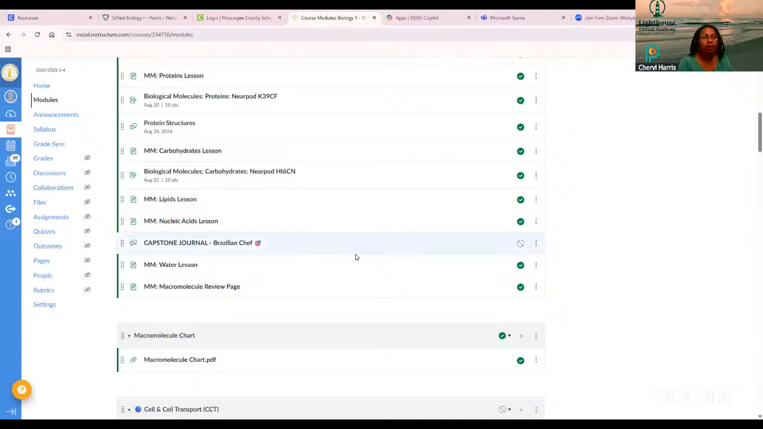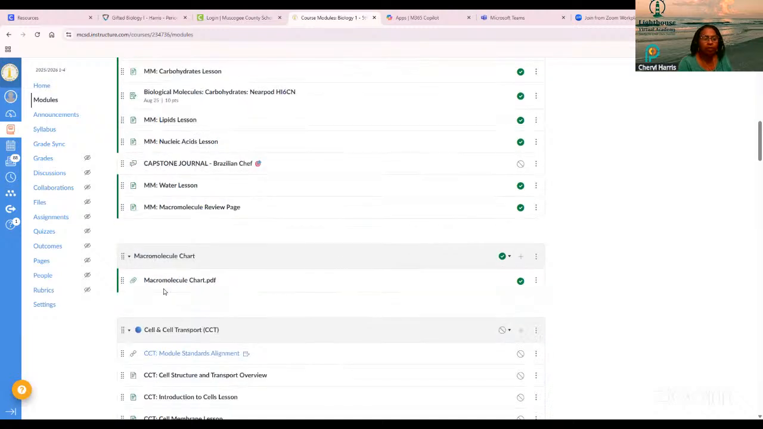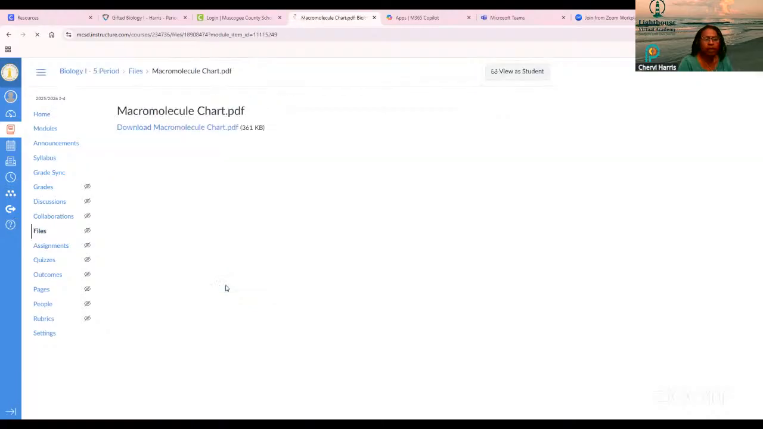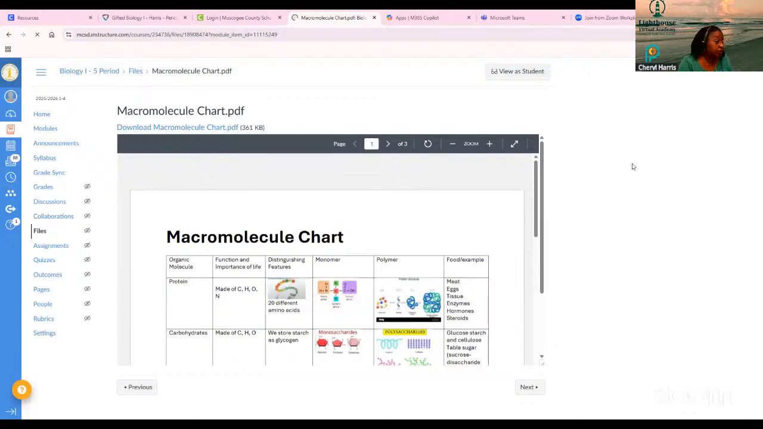Alrighty. I have placed a copy of the macromolecule chart in the module. So the completed chart is now in the module, and you need to take a look at that. We are finished with it. We are reviewing today, which means there's a test on Thursday.